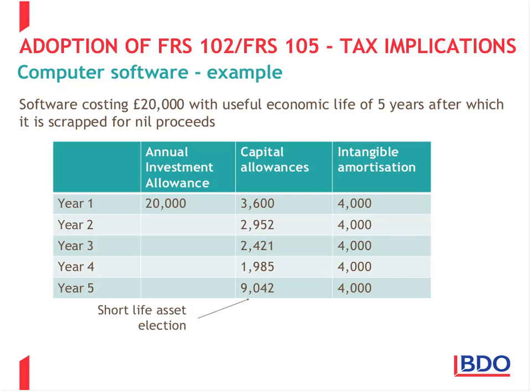So the table shows your tax deduction on the basis of 3 options available to you: annual investment allowance, full upfront tax deduction; capital allowances, a reducing annual tax deduction until the very end when you get a large tax benefit; and intangibles spread equally over the 5 years.